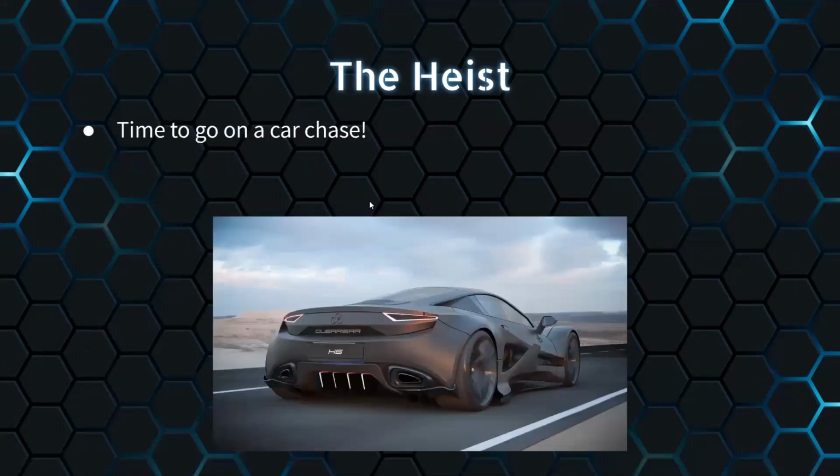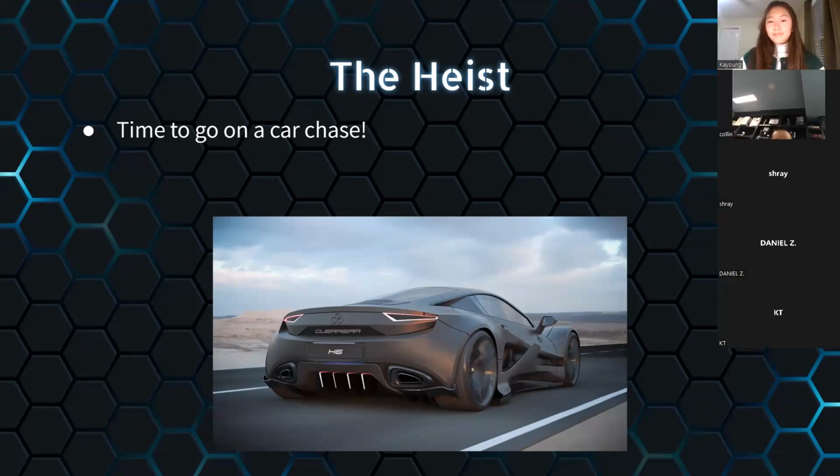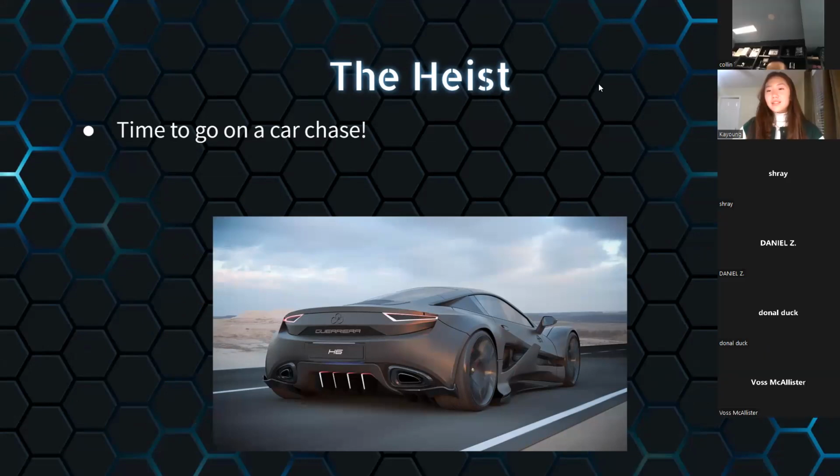Okay, time to go on a car chase. I don't know what car. Do you know where the car is? Do they have like helicopter technology? I don't know. I don't know what car this is. I'm not a car person. Did you just randomly take it from Google stock images? Quite possibly. I like that car.